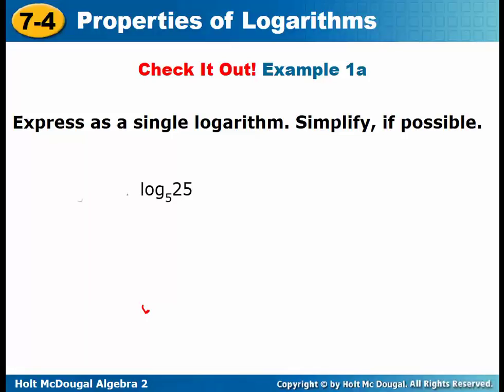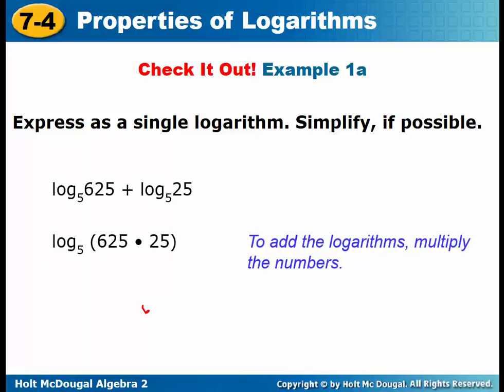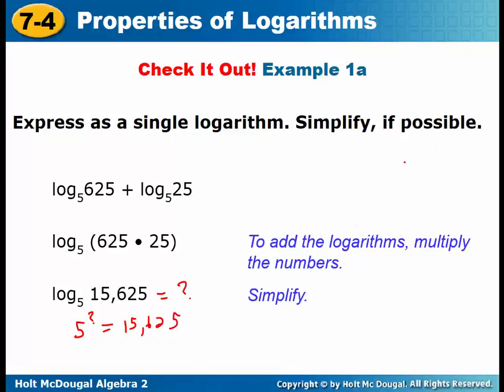So sometimes you can simplify, sometimes you can't. Let's look at this example. Log base 5 of 625 plus log base 5 of 25. So we know that they have the same base, and we know that we can use the product property to multiply the 625 and the 25 together, which is a really big number: 15,625. Now, we maybe can try to simplify this. Let's see if we can. If we can, it would mean the base of 5 to some exponent is equal to 15,625. Now, you might want to get your calculator out.